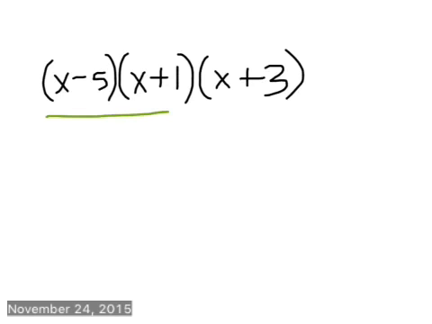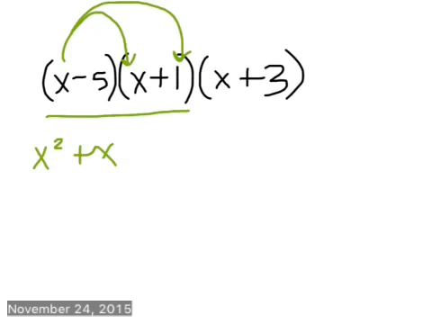What technique do we call it when we multiply those two things like that together? FOIL, right? So, first, what's x times x? What's x times 1? 1x. What's negative 5 times x? And what's negative 5 times 1?